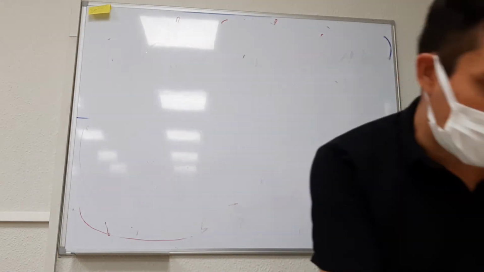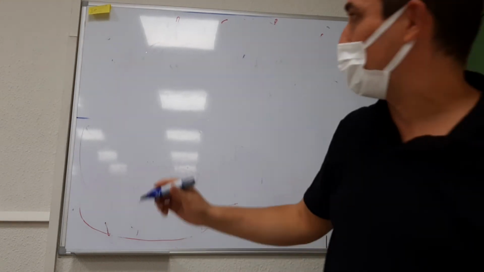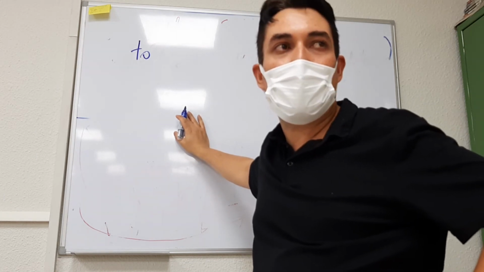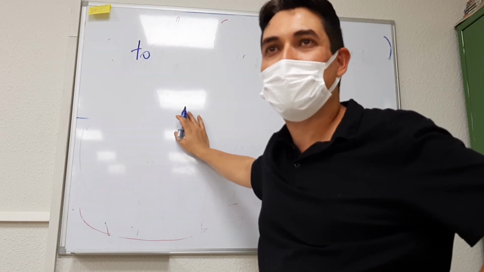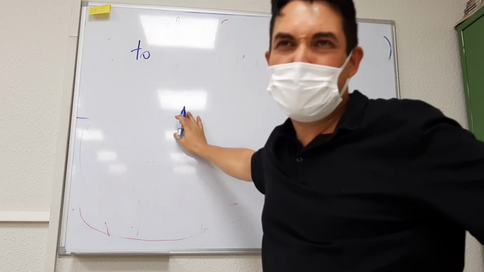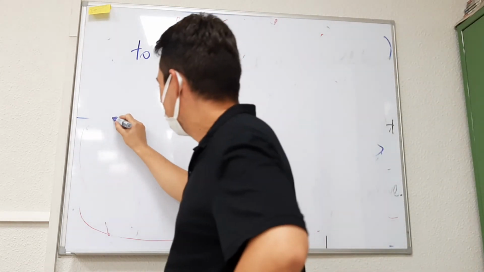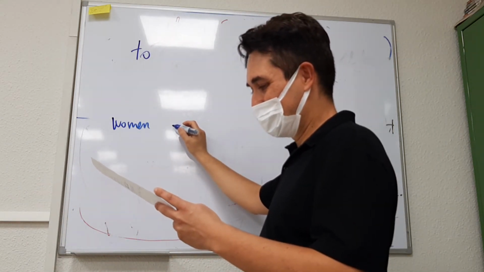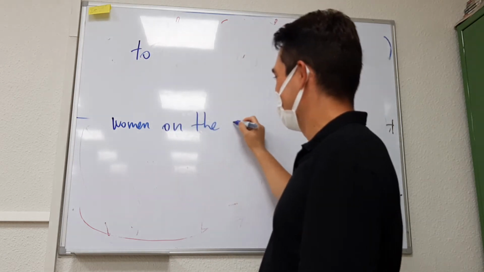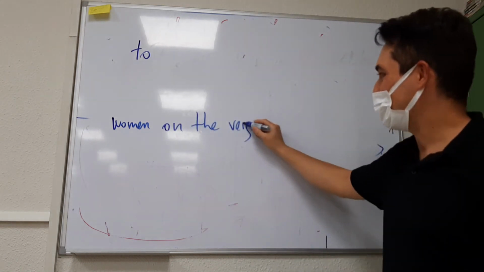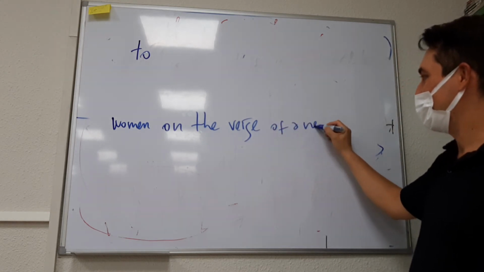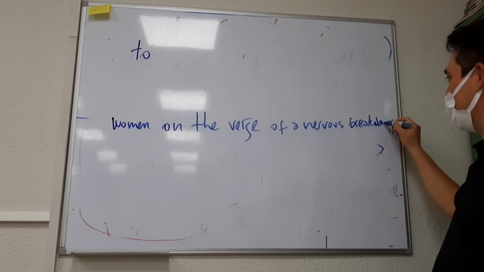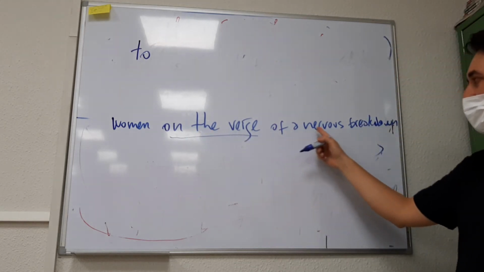Okay, some very, very useful expressions that I want you to learn. Have you seen the movie from Almodóvar, Mujeres al borde de un ataque de nervios? Do you know the movie? How would you say the title in English? Women? On the brink? Actually, on the verge. Yeah, on the verge of a nervous breakdown. Women on the verge of a nervous breakdown.